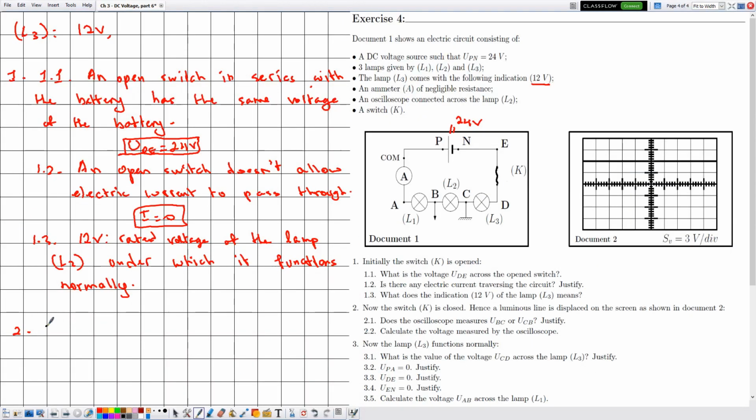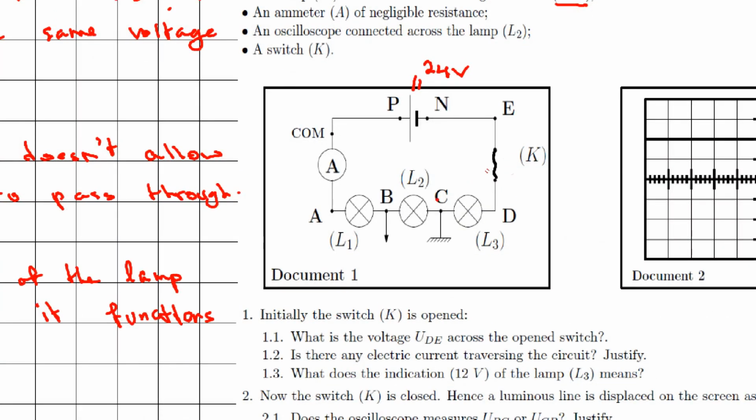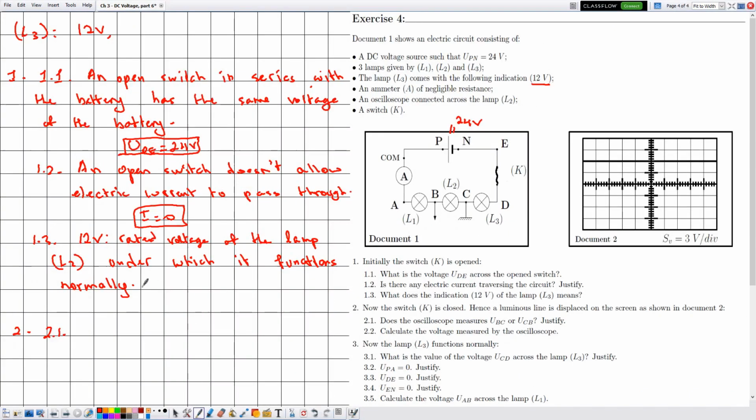So in 2.1 they are telling me, does the oscilloscope measure UBC or UCB? And this can be known by referring to document 1. So notice that the phase terminal of the oscilloscope is connected to the point B and the mesh terminal is connected to the point C, and we know that the oscilloscope always measures from the phase terminal to the mesh terminal. Then the oscilloscope in this case measures UBC.